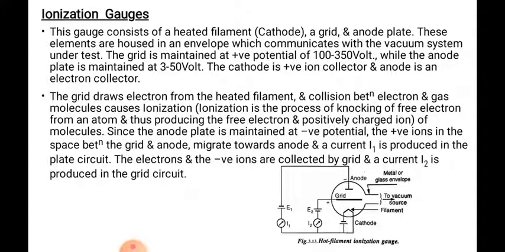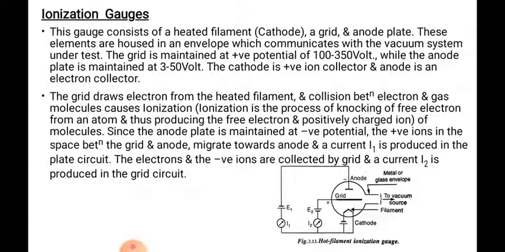In the diagram shown on this slide, you can observe in a circular enclosure, there are three terminals given. First one is the grid, anode, and cathode. This gauge consists of a heated filament, that is cathode, a grid, and anode. These elements are housed in an enclosure which communicates with the vacuum system under test.